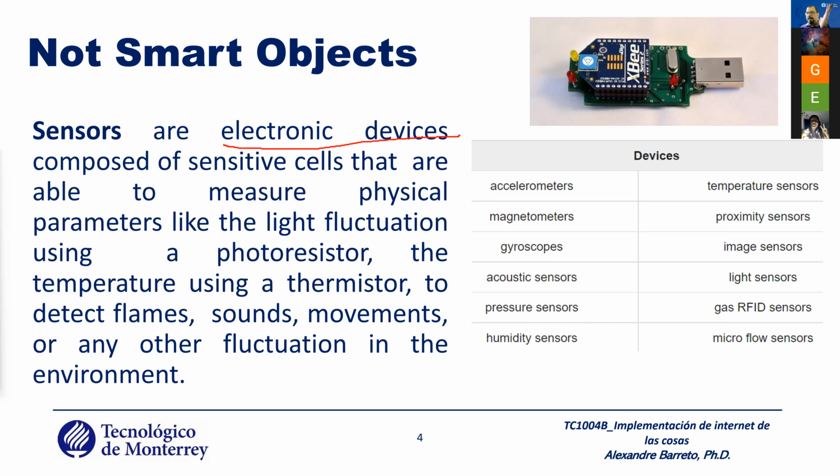You have thousands of different sensors. For example, accelerometers, temperature, proximity, image, light, gas, microflow, humidity, pressure, acoustic, gyroscope, magnetometers, and others, okay? In our project, we use an ultrasonic sensor to detect distance, for example, to measure the distance to an obstacle. In our case, it's paper or the trash. Okay.